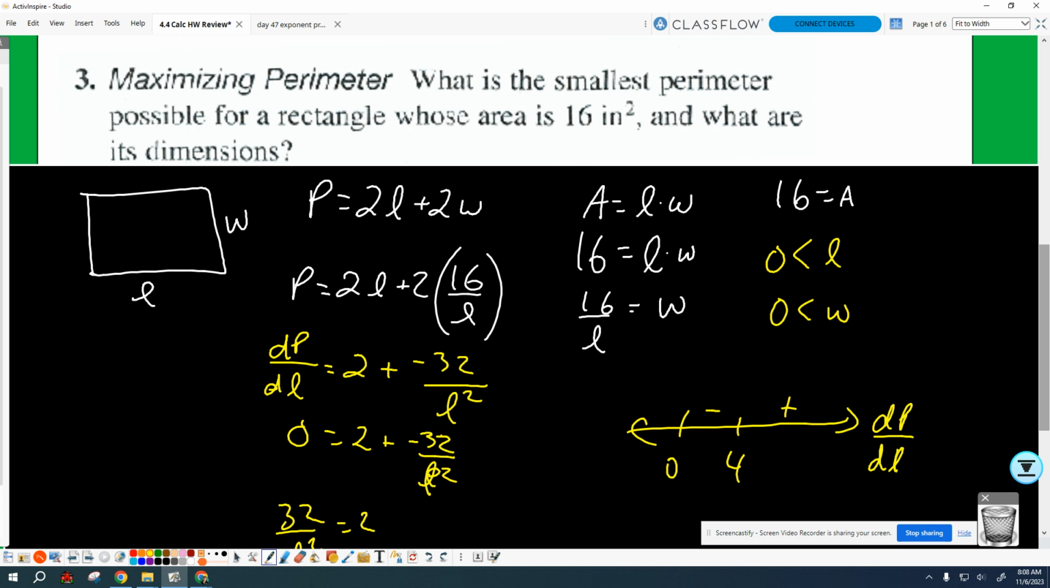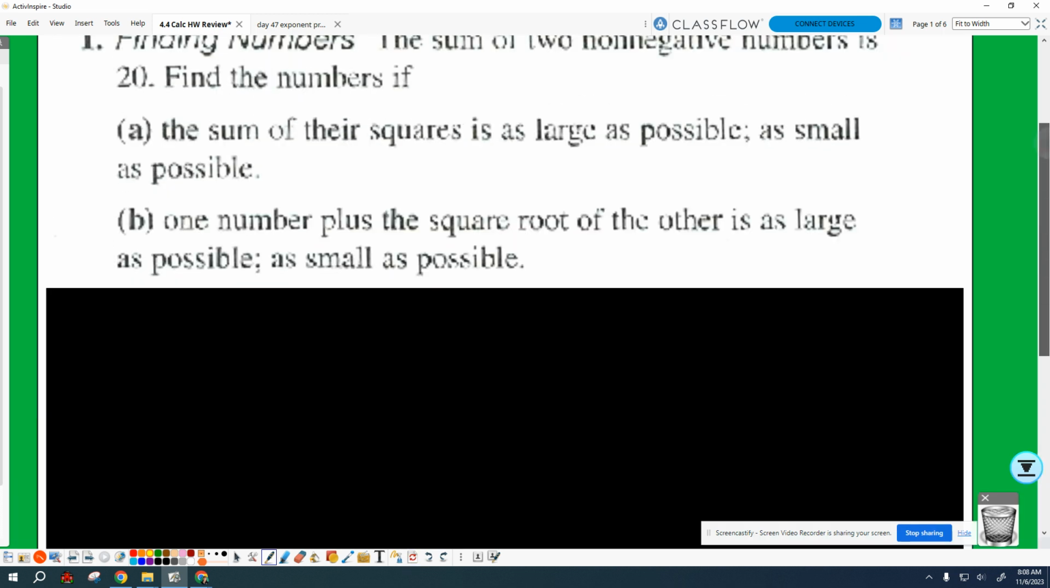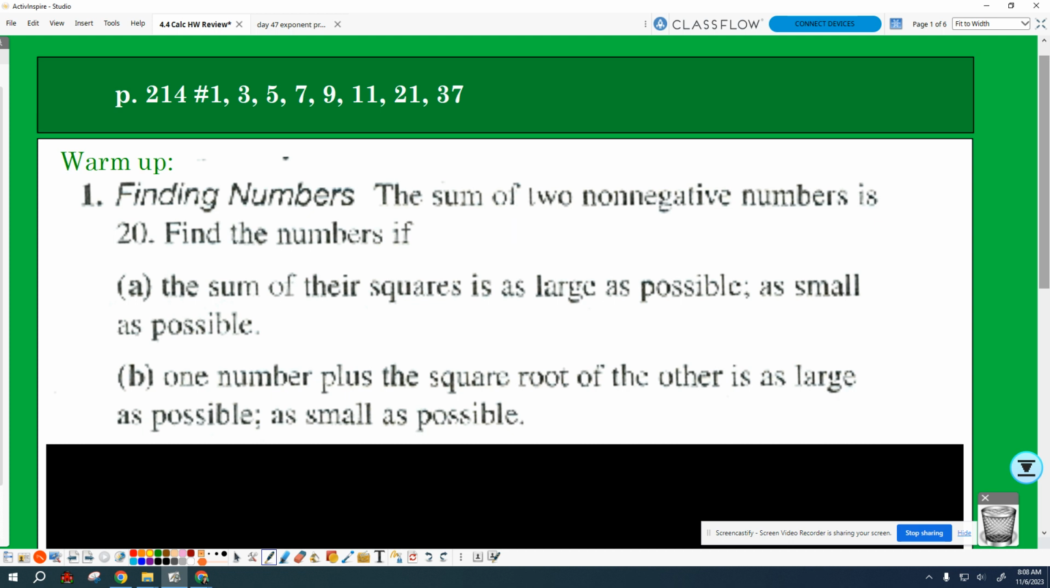Okay, so I would like you guys to do the other problems. You all have a textbook. It's page 214. We've just done problems 1 and 3. They get fancy. So draw some pictures. Label some things.